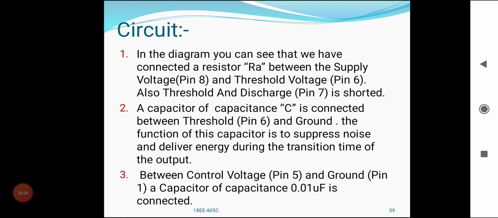In the diagram you can see that we have connected resistor RA between supply voltage pin 8 and threshold pin 6. Also threshold and discharge pin 7 are shorted. A capacitor of capacitance C is connected between threshold pin 6 and ground. The function of the capacitor is to suppress noise and deliver energy during the transition time of the output. Between the control voltage pin 5 and ground, that is pin 1, a capacitor of 0.01 microfarads is connected.